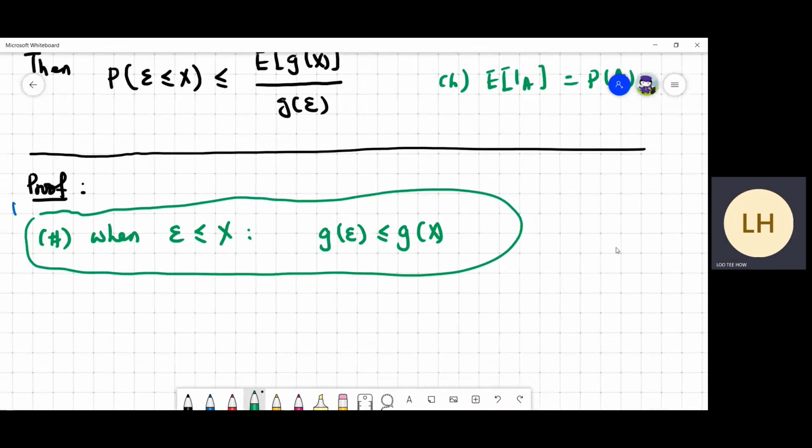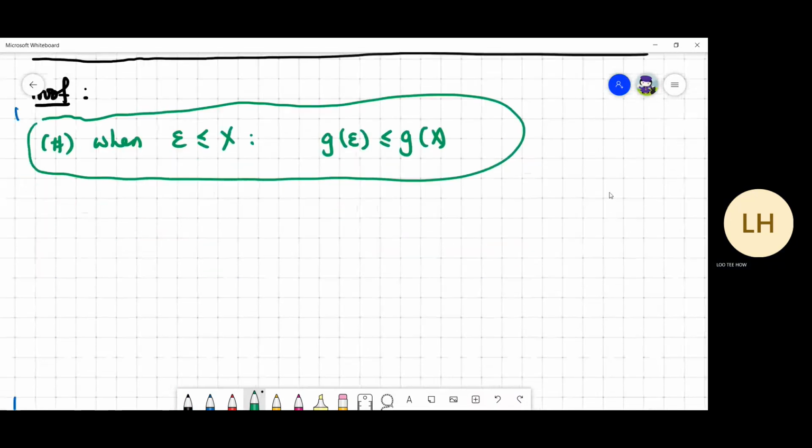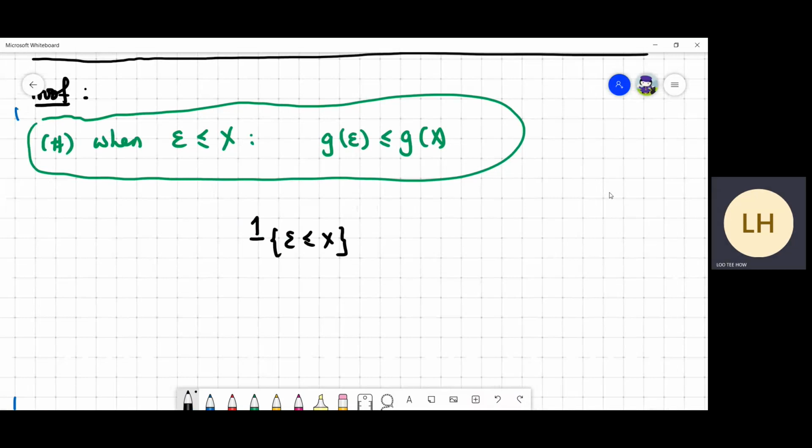Now we can have a similar argument. Again, we look at this same property. First, the indicator function for the event X greater or equal to epsilon is always less or equal to 1. Again, this is because of the same argument, so this is always equal to 1 on the sample space. We know this already.